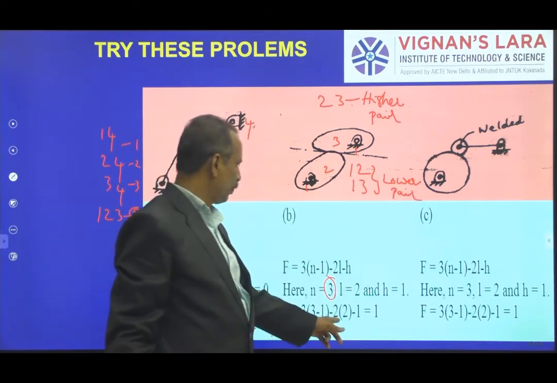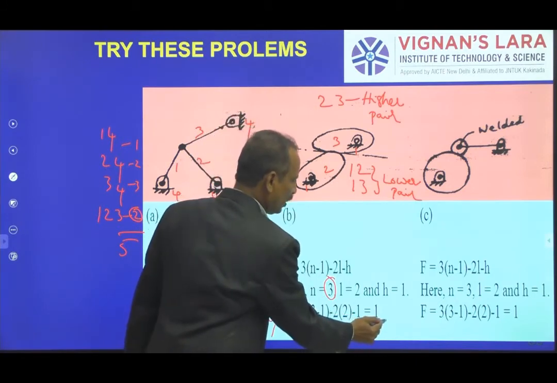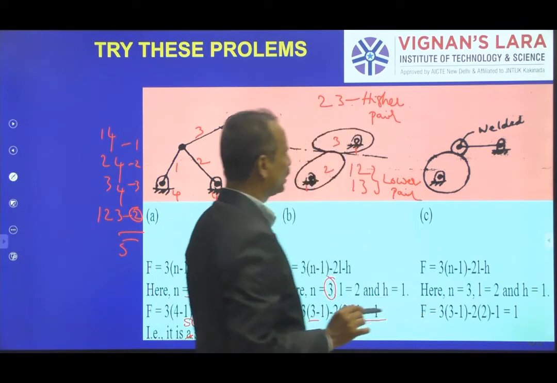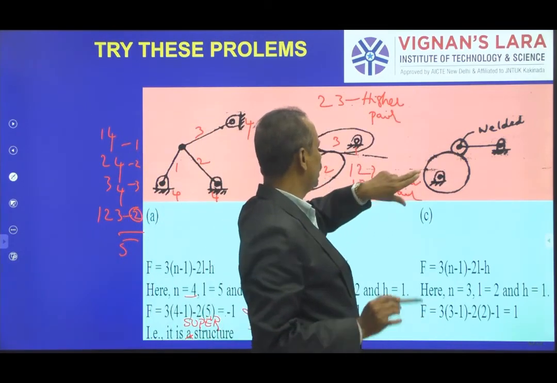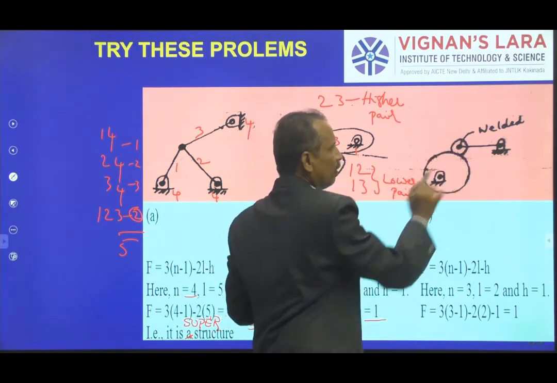So 2 lower pairs, that is a binary joints, 2 into 2 minus 1. So the degrees of freedom is 1. And finally, this is a very typical problem. Let us see. There is a roller. You will be misguided that this roller is available. Okay, here one joint, here one joint.